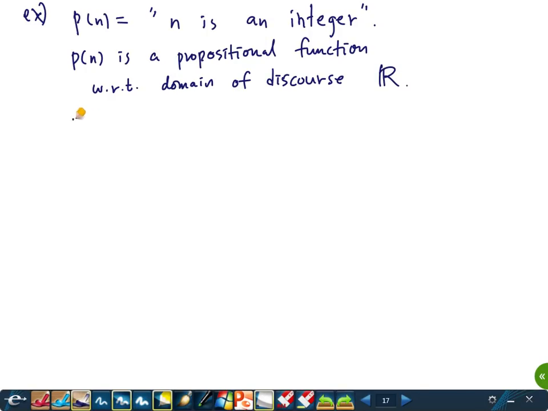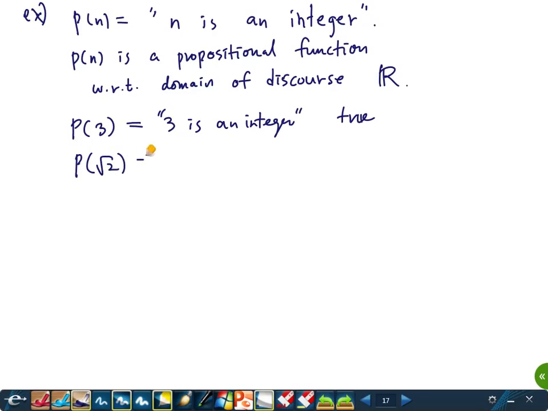So P of 3 means 3 is an integer. It's a statement which is a proposition which is true. So it's a true proposition. P of square root of 2 is a statement saying the square root of 2 is an integer, which is, of course, a proposition which is false. Like that.